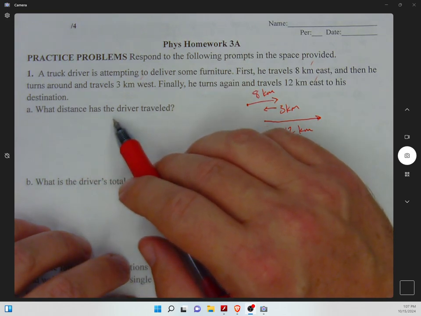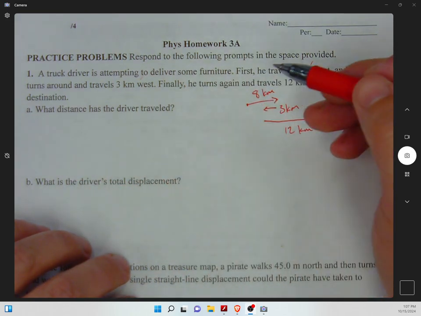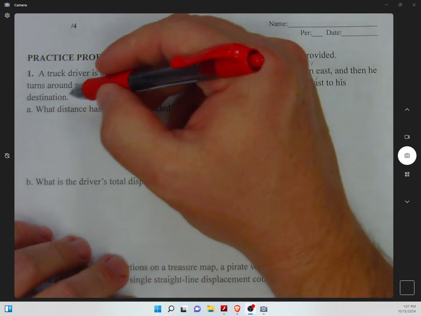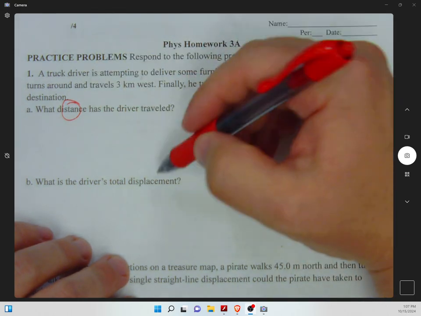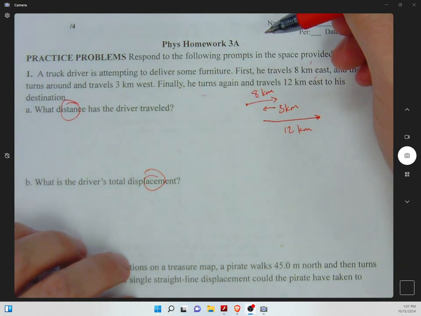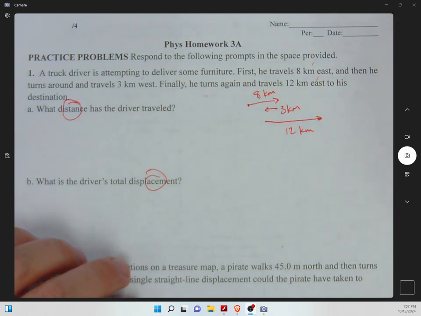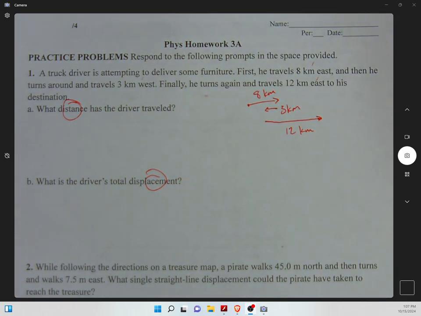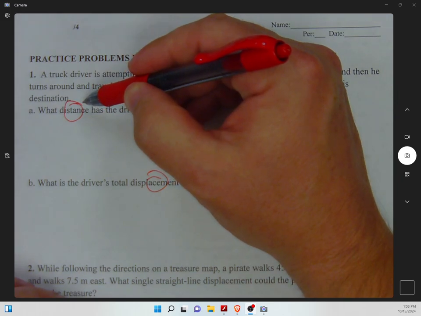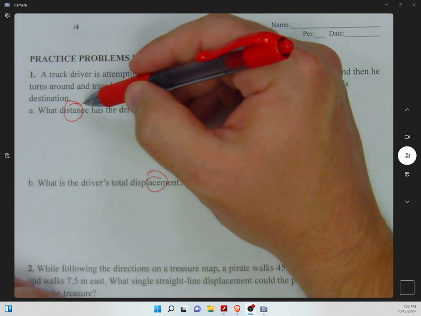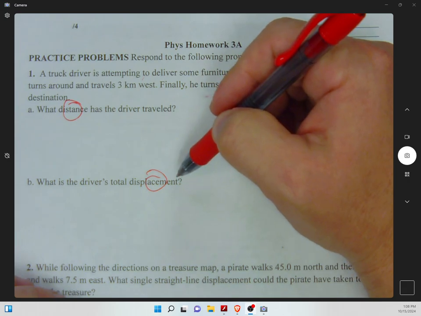What distance has the driver traveled? So notice that between A and B, we have 2 different words here. A wants the distance, B wants the displacement. Now, we're getting into vectors, so I'm hoping that you guys have it down cold, that vectors have both magnitude and direction, whereas scalars just have a magnitude. The reason that is relevant to this question is distance is a scalar, displacement is a vector.